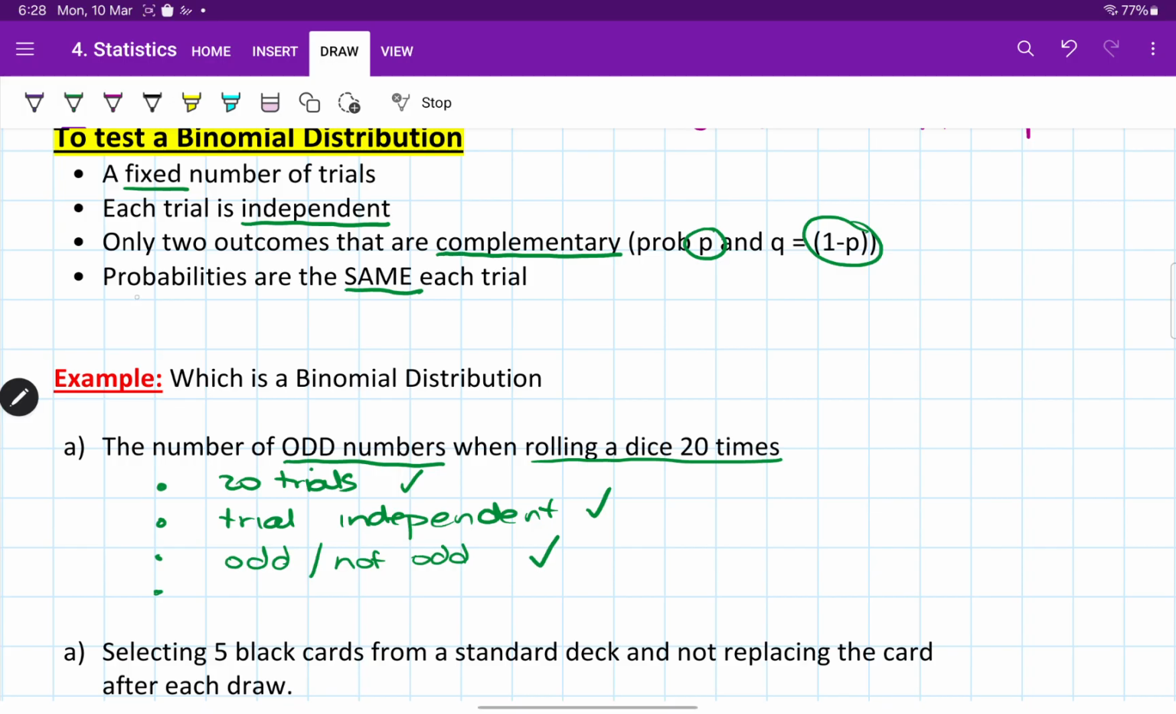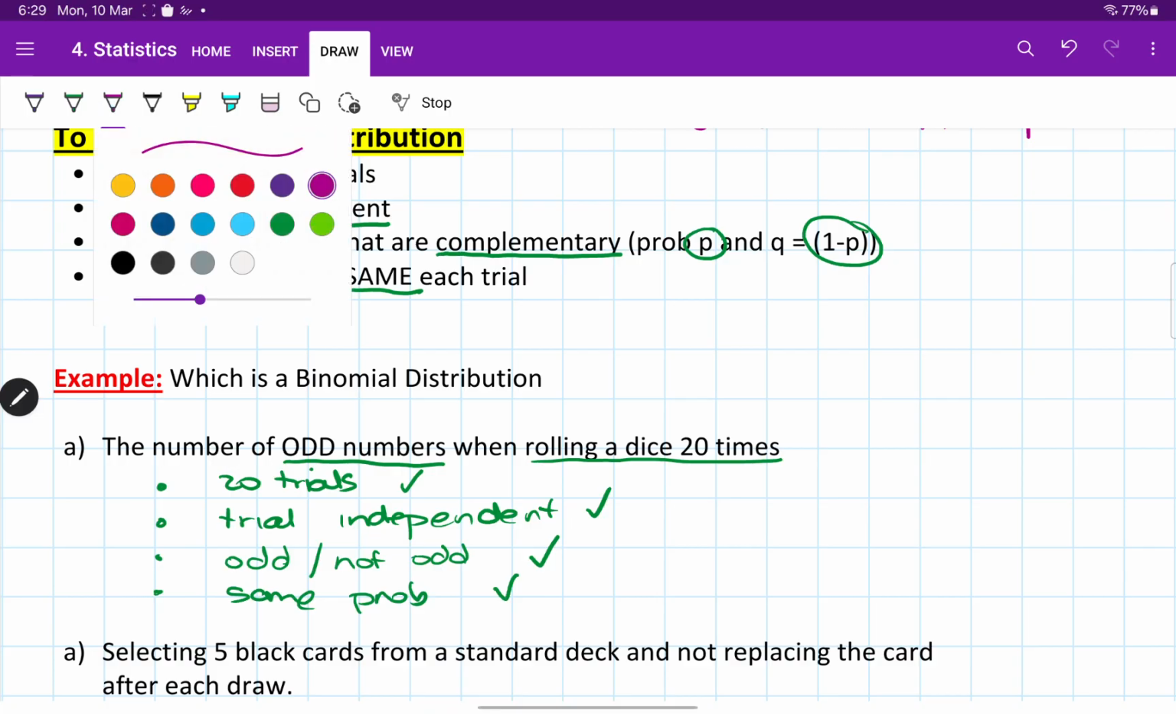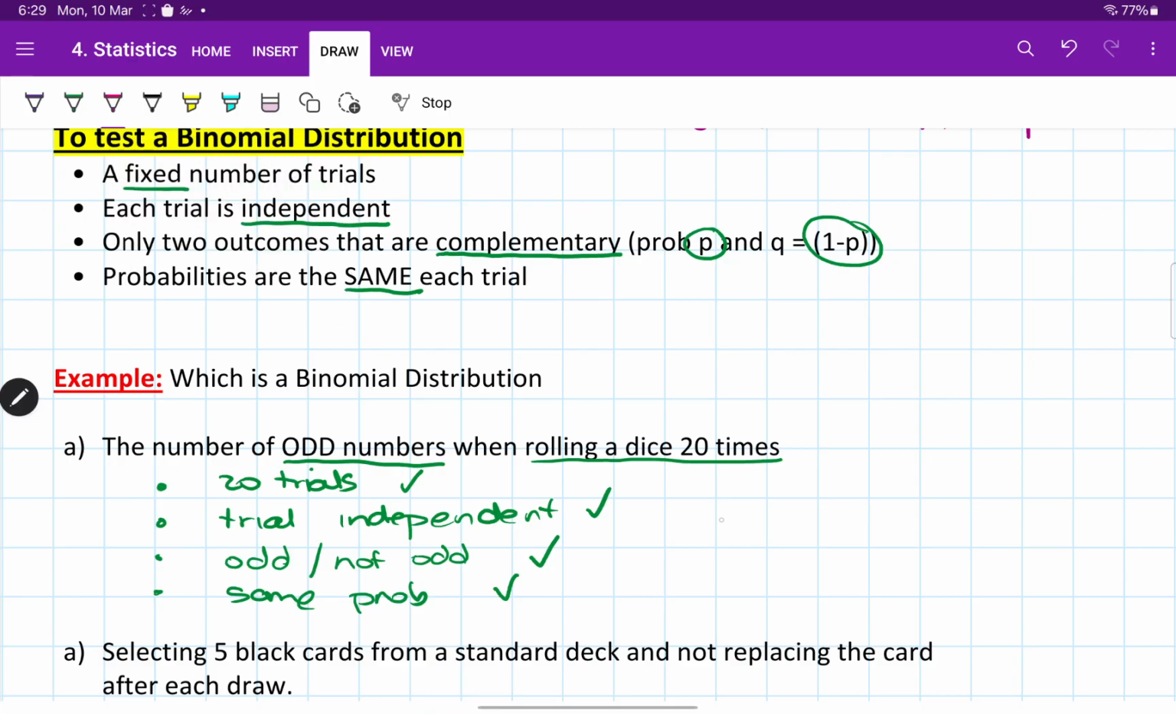Complementary outcomes. And the probabilities are the same each trial. So the chance that I roll an odd number on the first trial is the same as rolling an odd number on the 10th trial. Okay, so same probabilities, tick, tick. So that tells us that this is an example, let's go hot pink, of a binomial distribution.